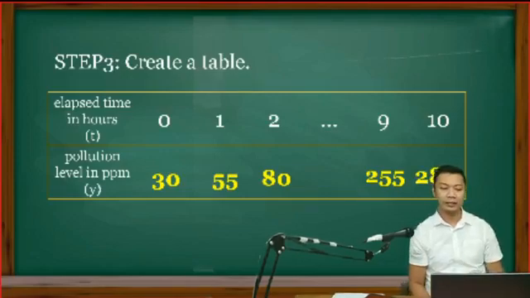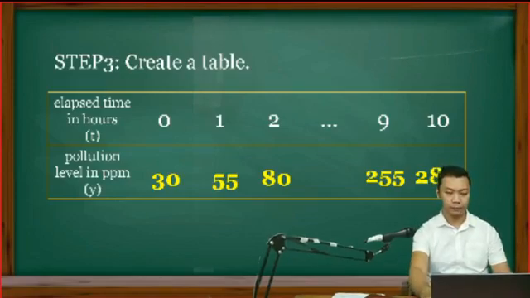Please check our table. So we have T 0, 1, 2, and skip to 9 and 10. Kukunin lang natin yung important na T. And our pollution level is 30, 55, 80, 255, and 280 respectively.